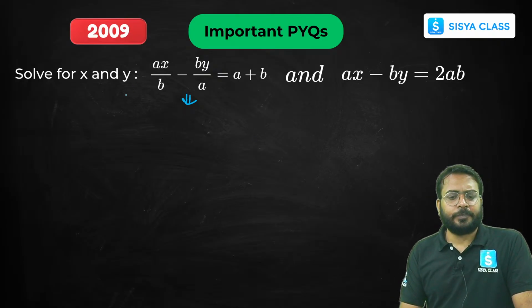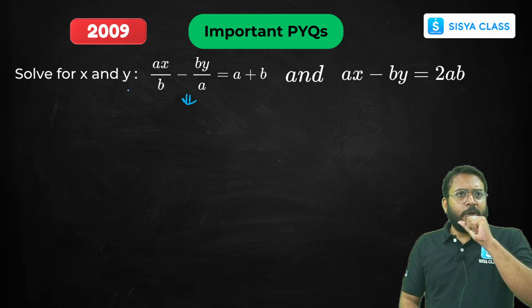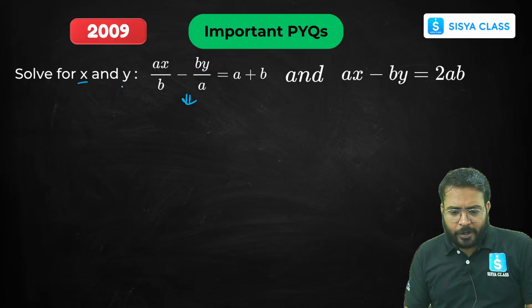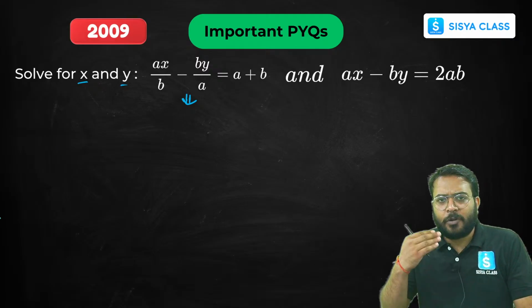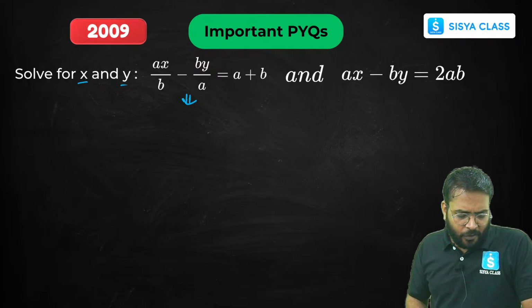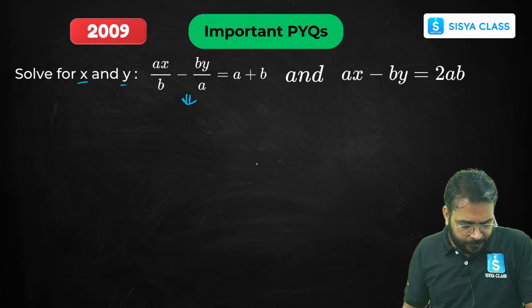Now here, one equation, two equations are given, and you need to find out the value of x and y. They have not mentioned the method, so that means either you can choose the elimination method or the substitution method. Understood my point?